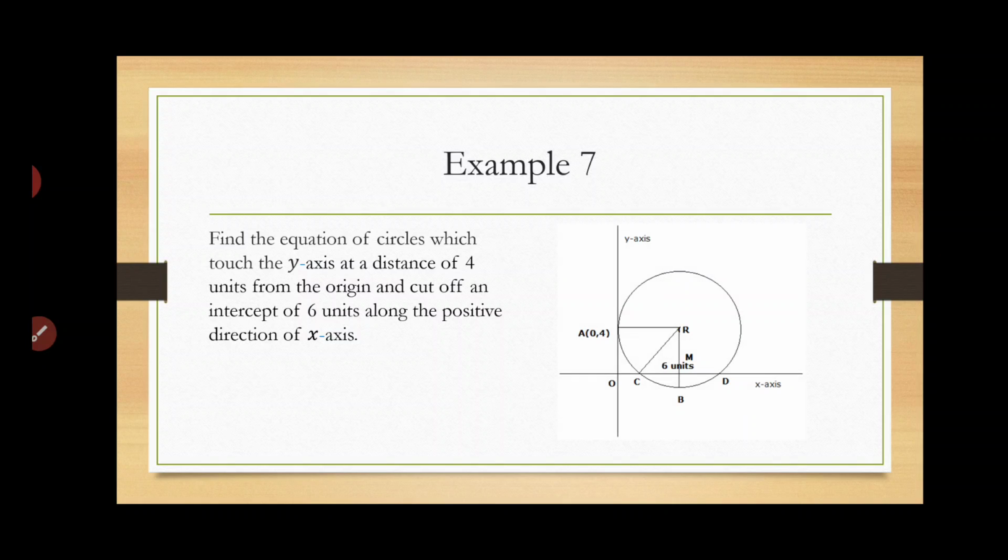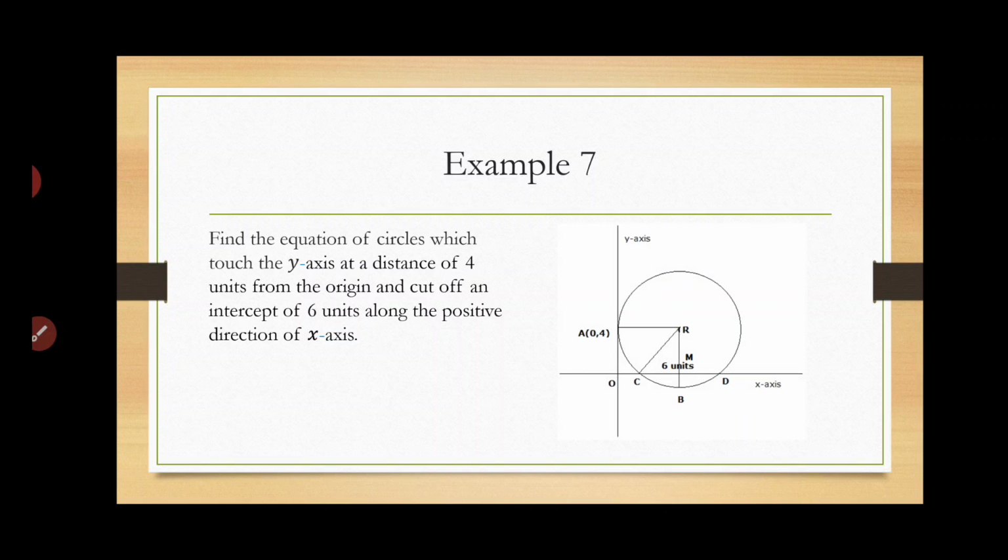See, it is told that the circle is touching the y-axis at a distance of 4 units from the origin. So obviously, the point at 4 units from the origin is (0, 4). Now you may ask that it could have been (0, -4) as well. Yes, but it is not told whether it is 4 units above the origin or below, so we are just going to consider it positive.